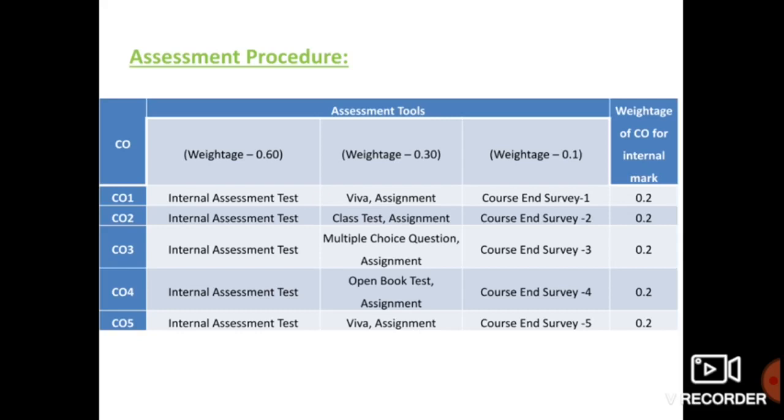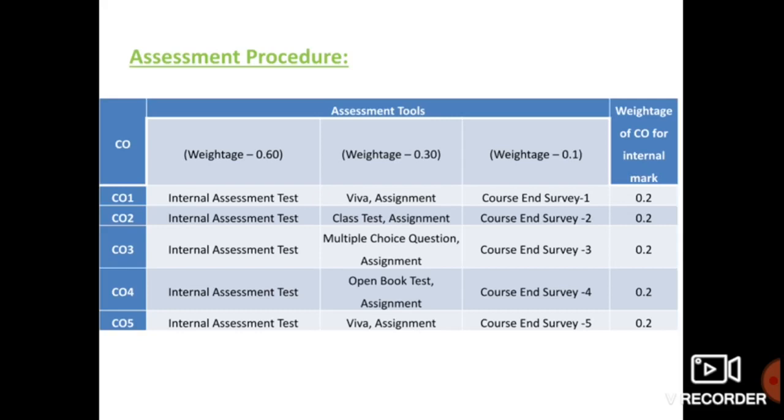So for first CO we are having the other assessment as Viva, assignment, question survey. For second CO the other assessment is class test, assignment, question survey. For third CO the other assessment is MCQ, assignment, question survey. For fourth CO the other assessment is open book test, assignment, and question survey. For fifth CO the other assessment is Viva, assignment, and question survey.